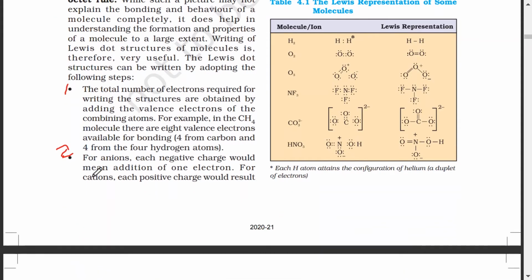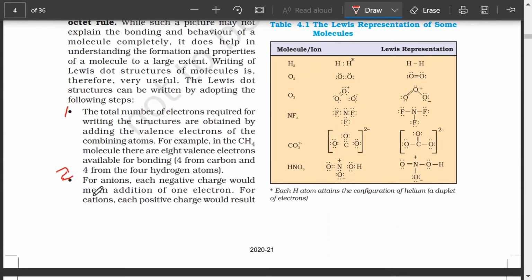Now these are the 5 points which you need to remember, right? Let me read it. The total number of electrons required for writing the structures is obtained by adding the valence electrons of the combining atoms. For example, in the CH4 molecule, there are 8 valence electrons available for bonding, 4 from carbon and 4 from the 4 hydrogen atoms. Right.